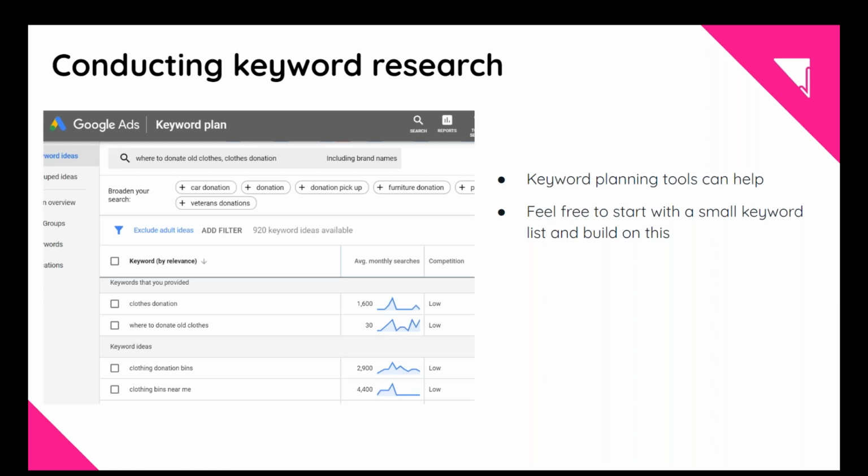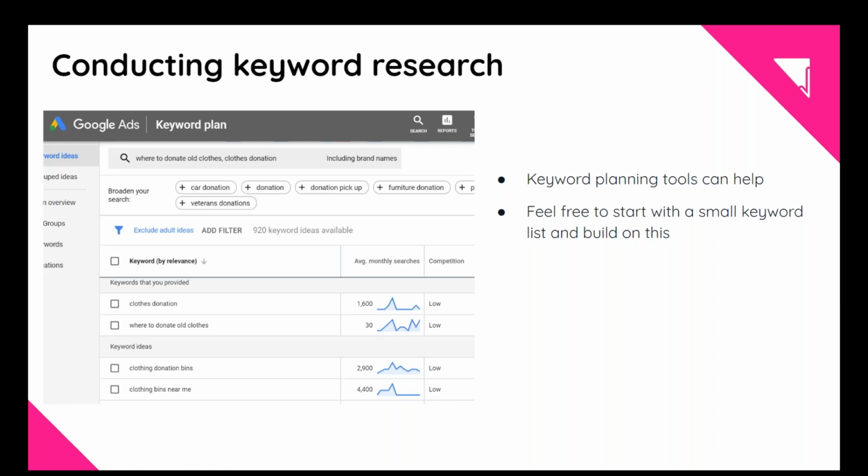And when you're building out a keyword list, feel free to start small and build on it as well. So ongoing refinement is quite important. It's much better to start with a small, tight list of very relevant keywords and then expand upon this once you see what's working well, than spend ages trying to cover absolutely everything and end up with a complicated, messy account from the start.